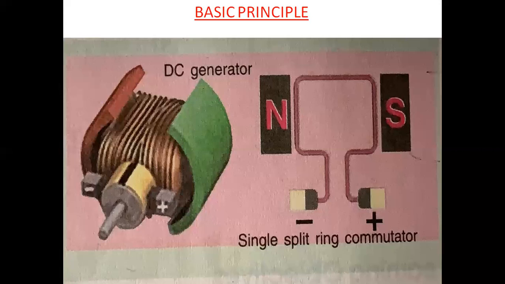These consist of armature winding and magnetic field, same as DC. But there is only one important difference between the two. In a DC generator, the armature rotates and the field system is stationary. The arrangement of rotating and stationary parts is just the reverse in alternators.